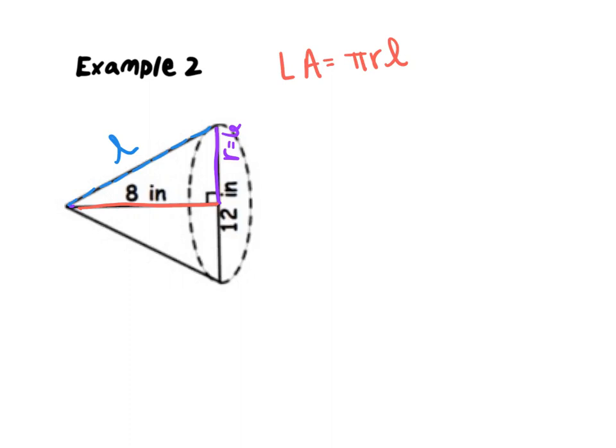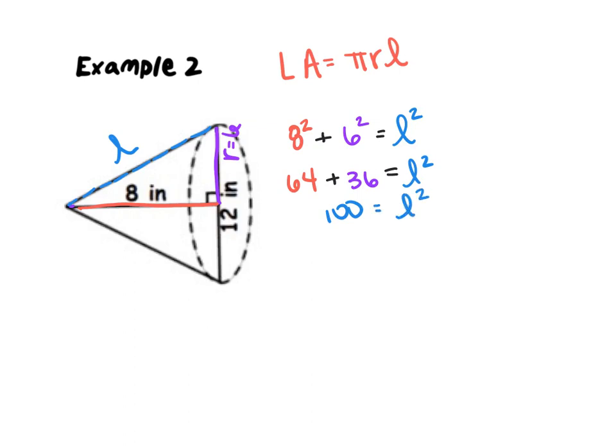So using the Pythagorean theorem, 8 squared plus 6 squared should equal L squared. 8 squared is 64 plus 6 squared is 36. That should equal L squared. 64 plus 36 is 100, and that's equal to L squared. Take the square root of both sides, and I get L equal to 10.